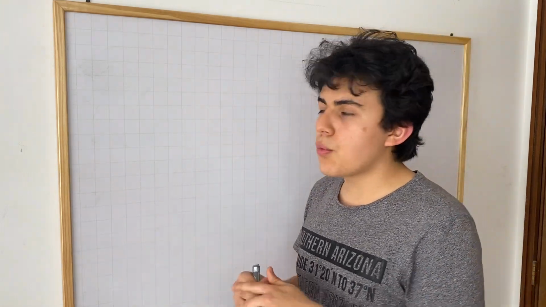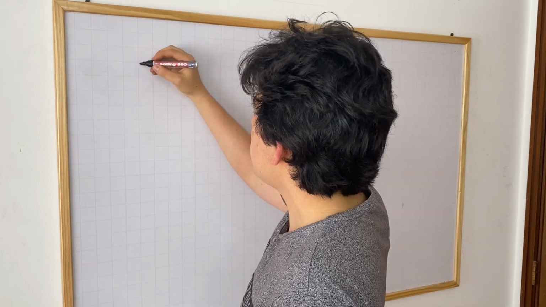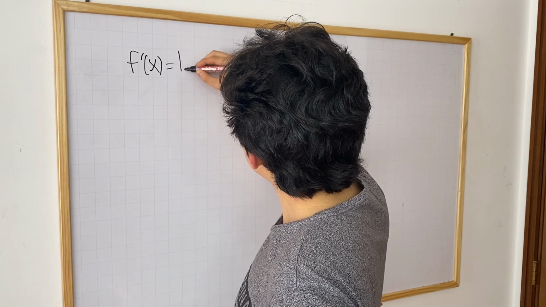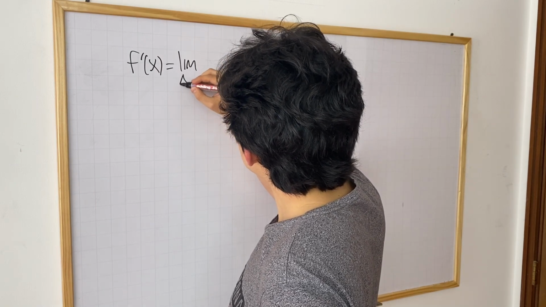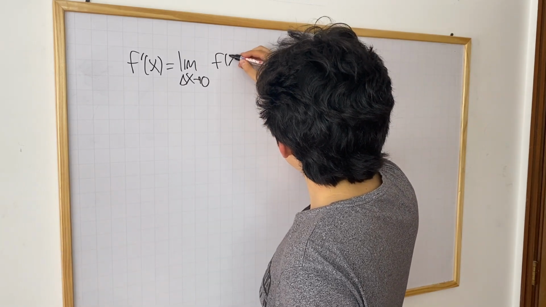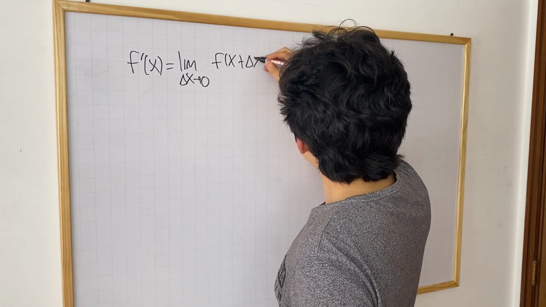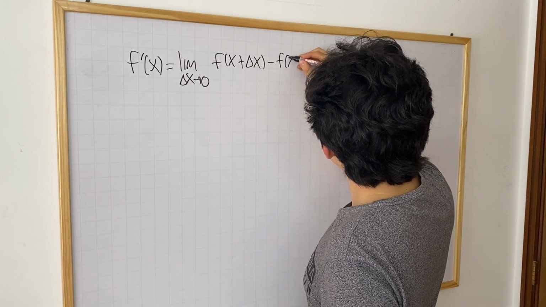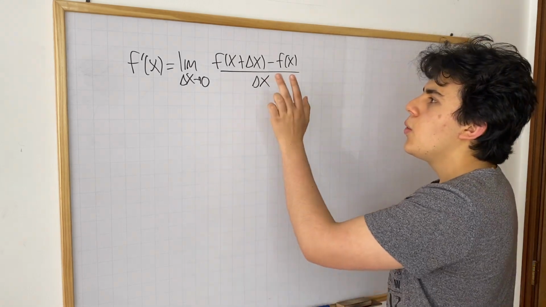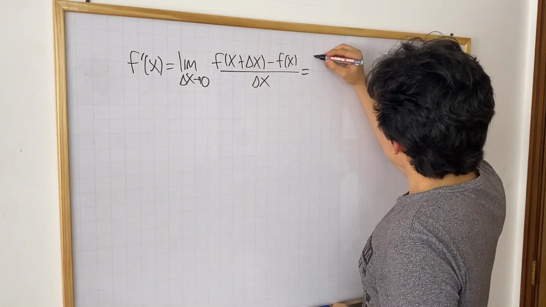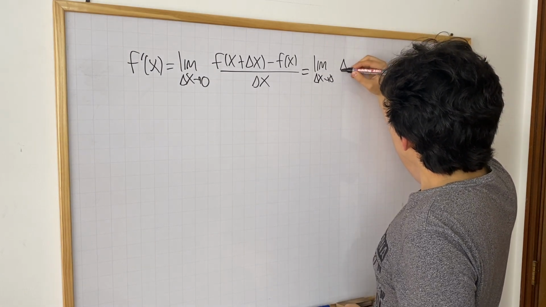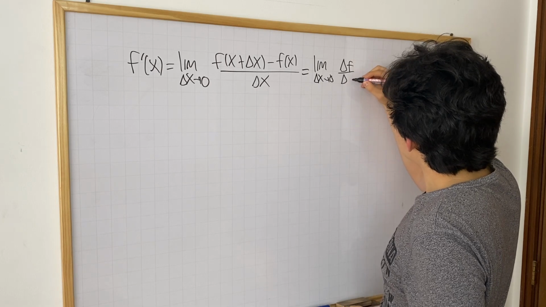So we know that we define f prime, the derivative of any function f, as always the limit, and I'm going to use delta x notation, as delta x approaches 0 of the change in f, which is f of x plus delta x minus f of x, divided by delta x, okay? Now, we can also write this as the limit as delta x approaches 0 of the change in f over the change in x, okay?